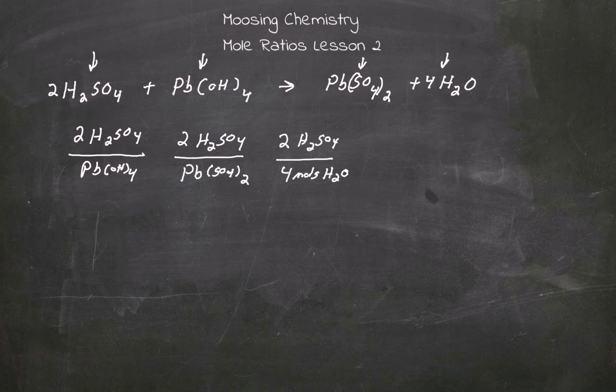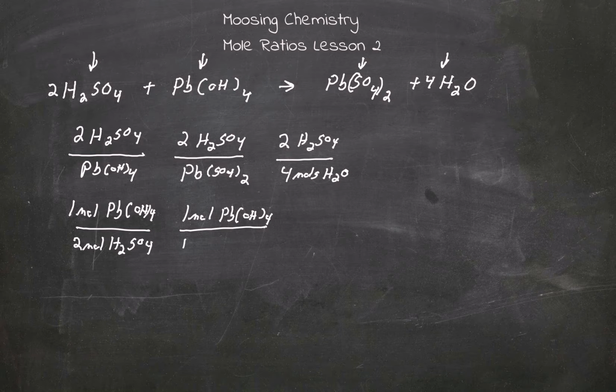Alright, so let's do the next one. So we have 1 mole of PbOH4 over 2 moles of H2SO4, 1 mole of PbOH4 over 1 mole of PbSO4. So you kind of get the hint that I'm trying to do every possible combination. So that's what we're doing now. So we'll just go ahead and start writing these out.